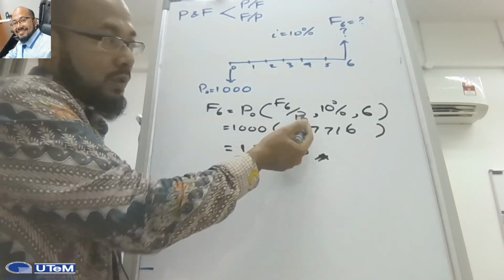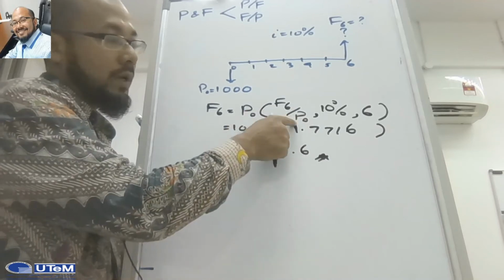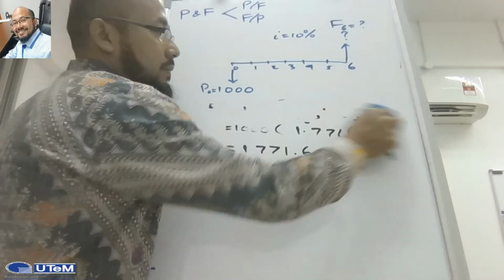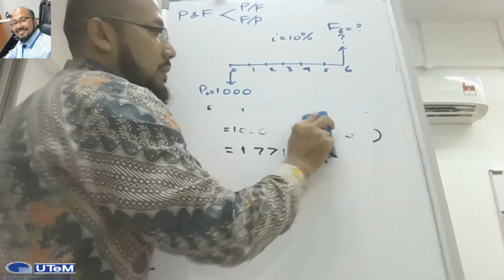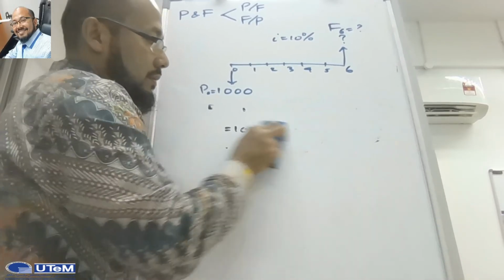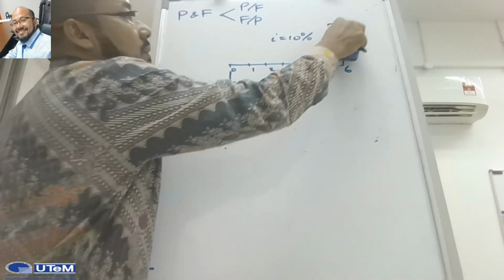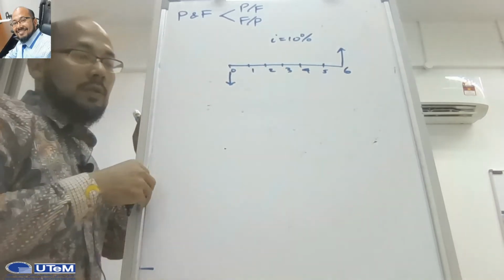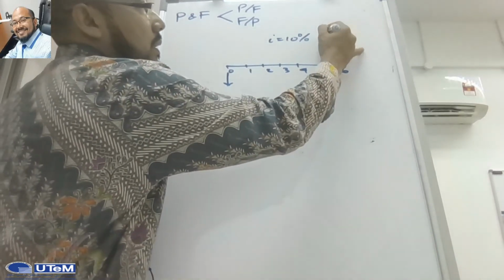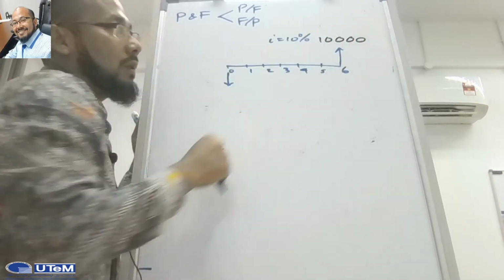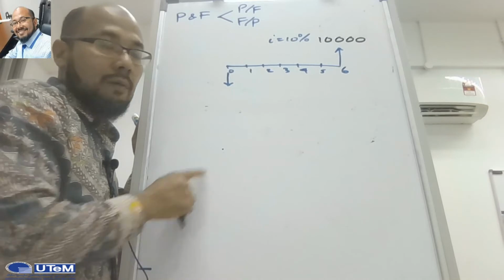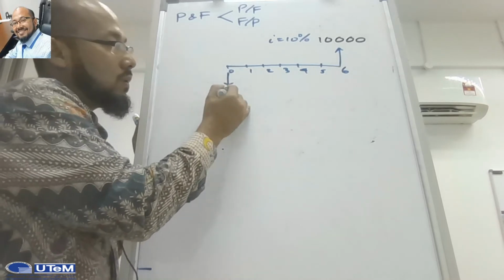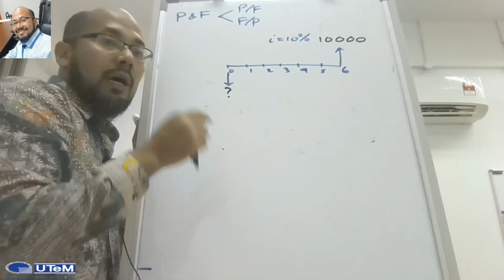So that is F. We want to find F given P, F given P. So we look at another example, still related to the single payment factor, F and P. Let's say that we want our account after 6 years, with 10% return, to be 10,000, and I want to know the amount of money that I have to deposit now.